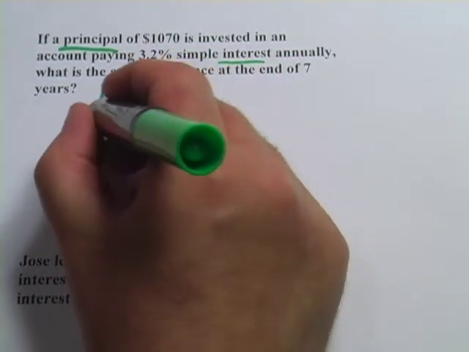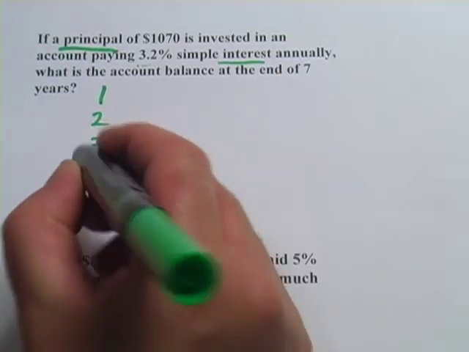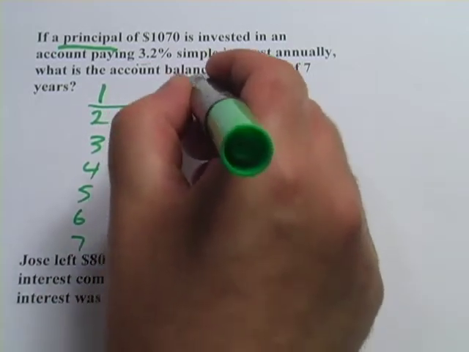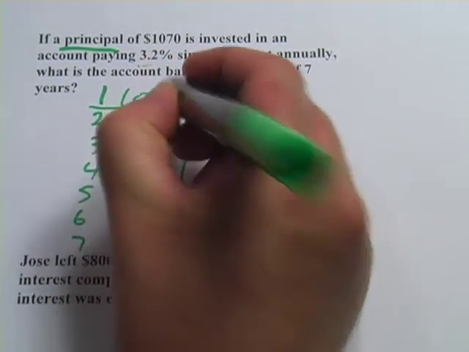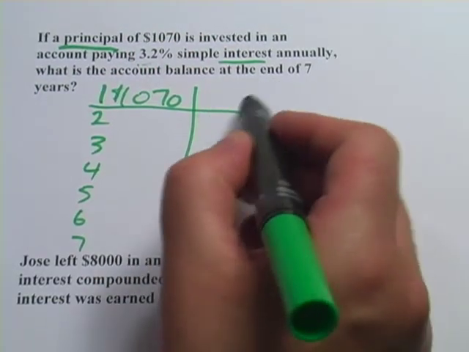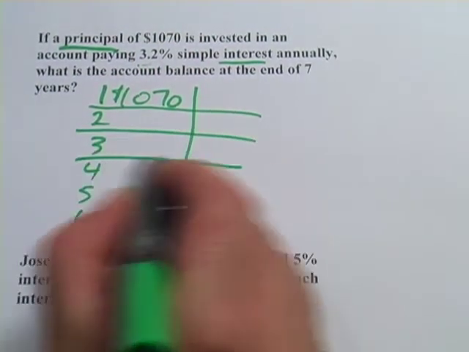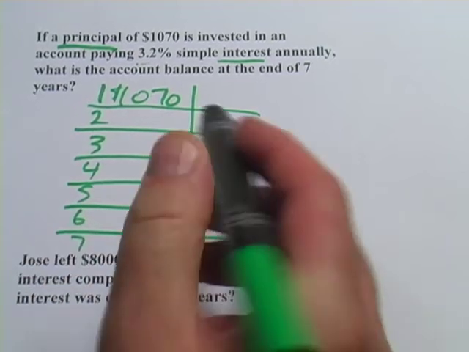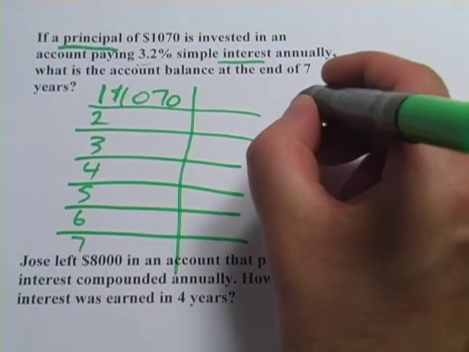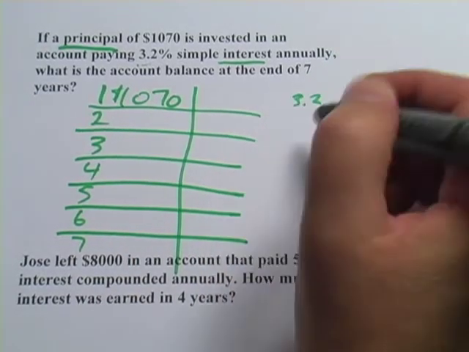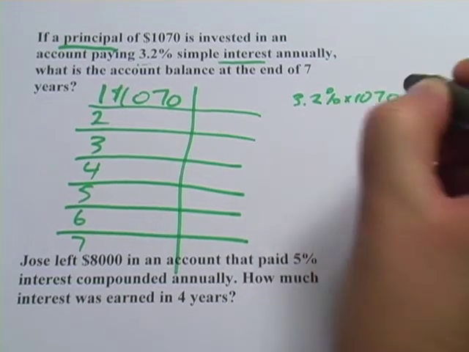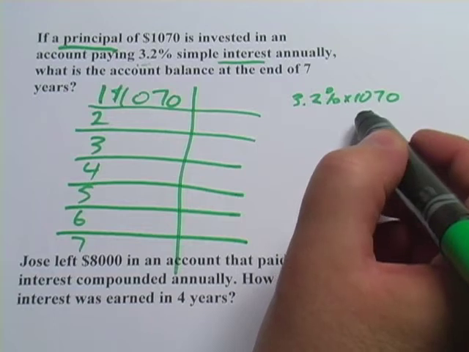Maybe the best way to keep track of this is to make a chart. This is for a 7-year period, so I'm just going to make a little 7-year chart here. So we start with $1,070, and this column is for the interest we would earn. So to figure what that amount of interest is that first year, I would take 3.2% of 1,070, which is 3.2% times 1,070. Of in math problems is almost always multiplication.